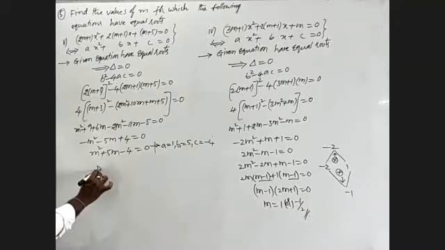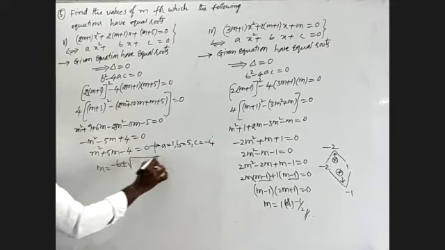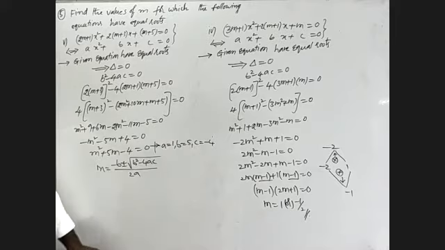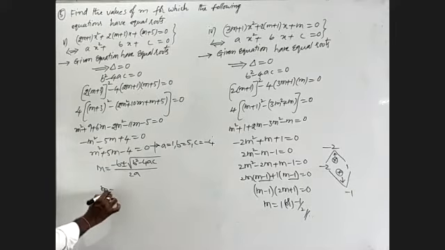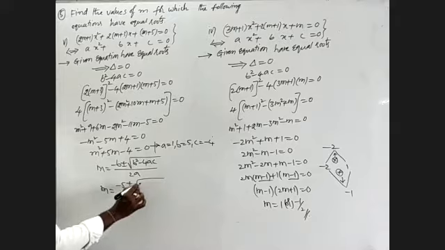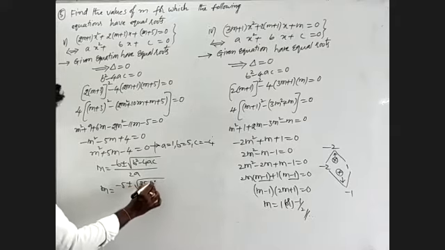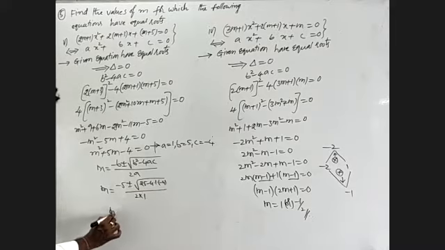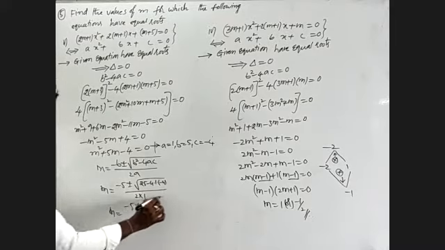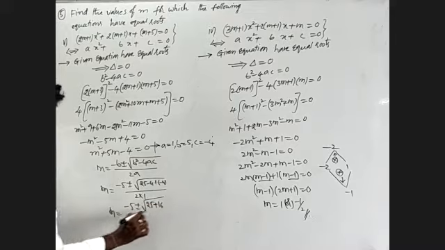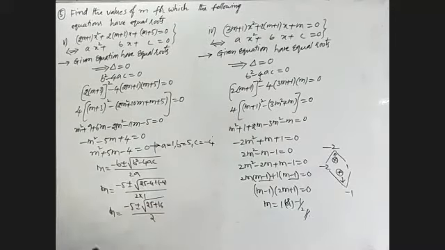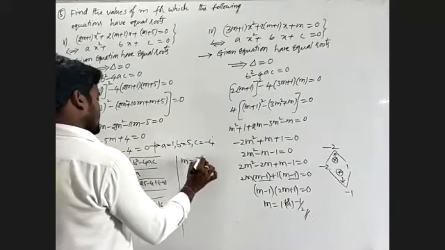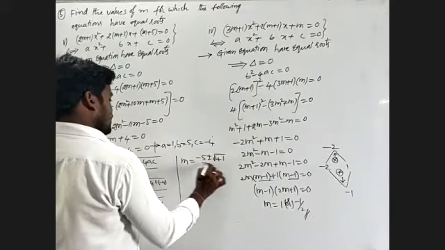That I will write: m is equal to minus b plus or minus root of b square minus 4ac by 2a. I have to substitute their values. m is equal to minus 5 plus or minus root of 25 minus 4 into 1 into minus 4, by the denominator 2 into 1. That is m is equal to minus 5 plus or minus root of 25 plus 16 by 2. Observe, 25 plus 16 is nothing but 41. So m is equal to minus 5 plus or minus root of 41 by 2.